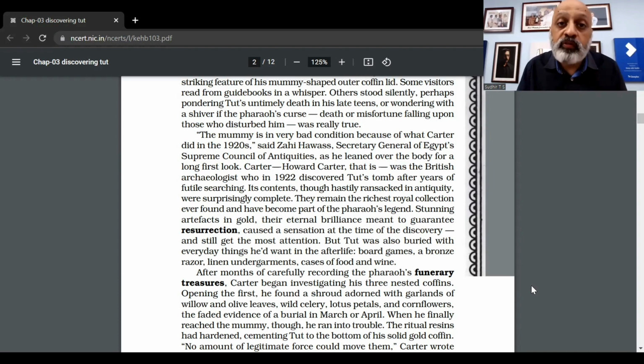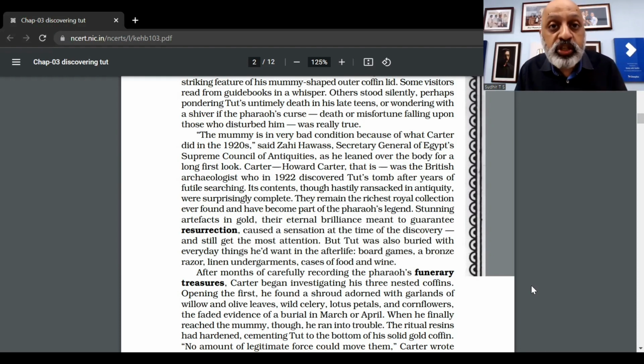As he leaned over the body for a long first look, Howard Carter was the British archaeologist who in 1922 discovered Tut's tomb after years of futile searching. Its contents, though hastily ransacked in antiquity, were surprisingly complete, right? Now, he's talking about what Howard Carter had done in the year 1922. He had discovered Tut's tomb because everyone had forgotten about it. Its contents, that is, mummy ke us coffin ke andar jo bhi tha, were kind of ransacked. They were not put together very properly.